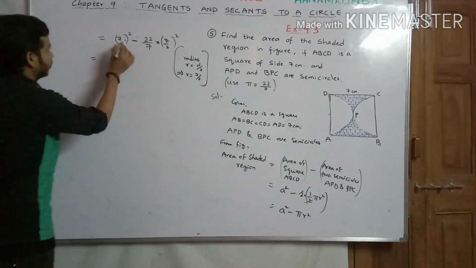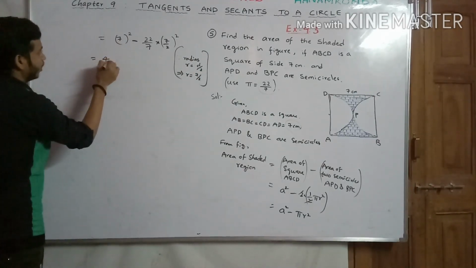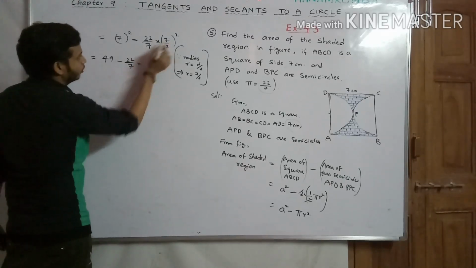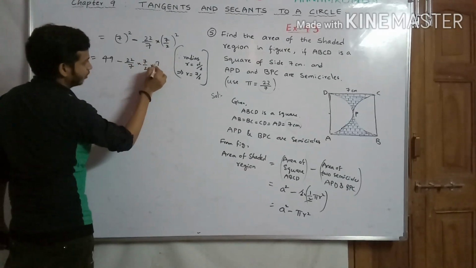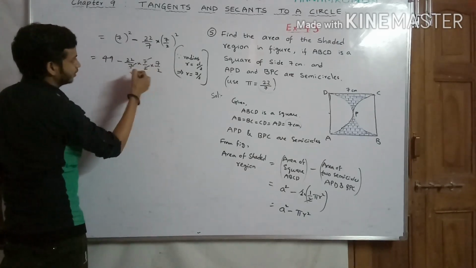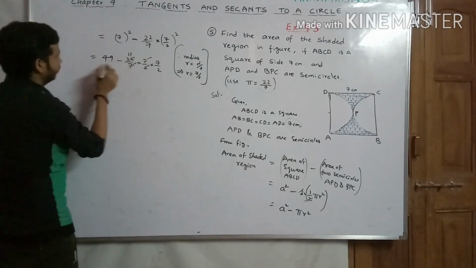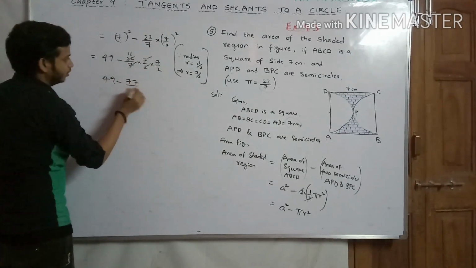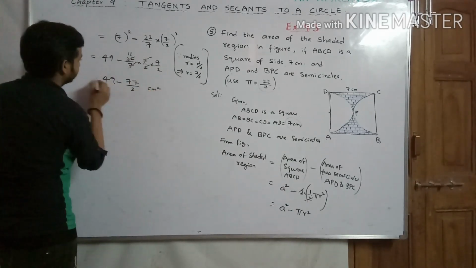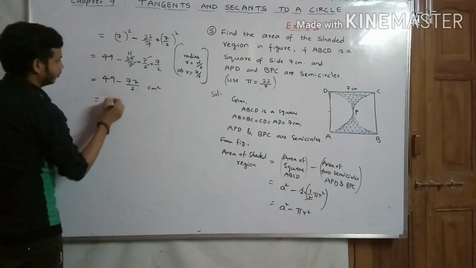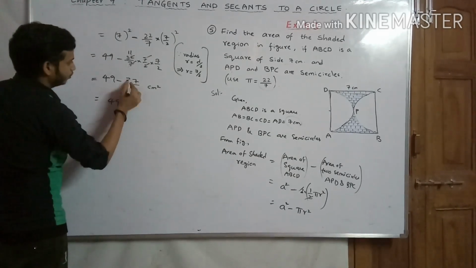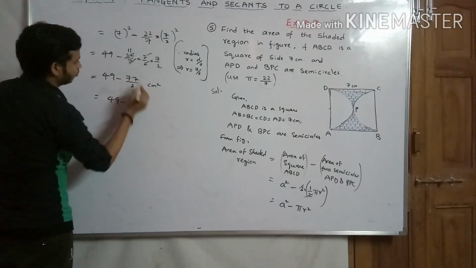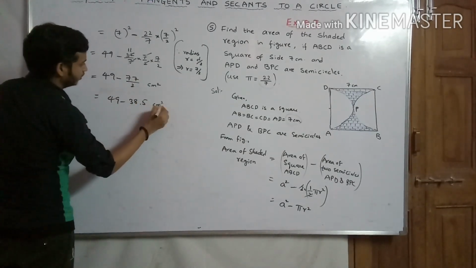So it equals 7 squared, which is 49, minus 22 by 7 into 7 by 2 whole squared, which is 7 by 2 into 7 by 2. The 7s get cancelled, and 2 ones are 2, 2 elevens are 11. So 49 minus 11 into 7, which is 77 by 2 centimeters squared, which equals 38.5 centimeters squared.